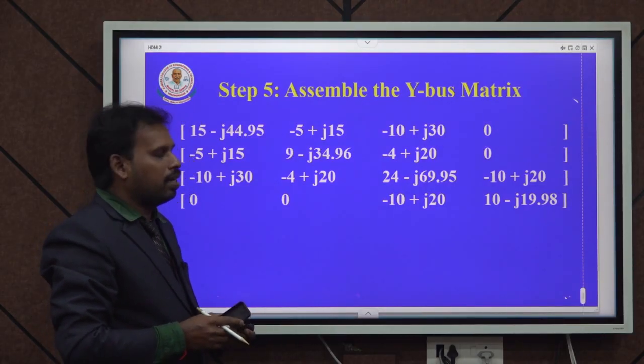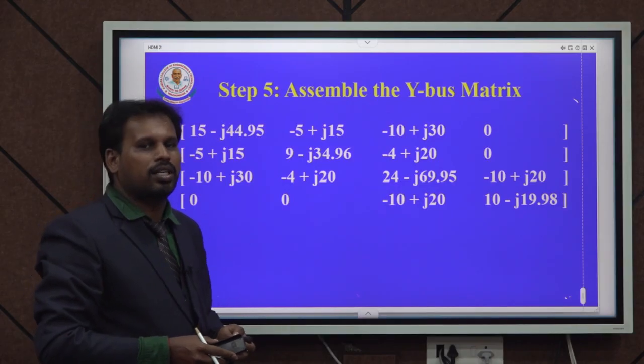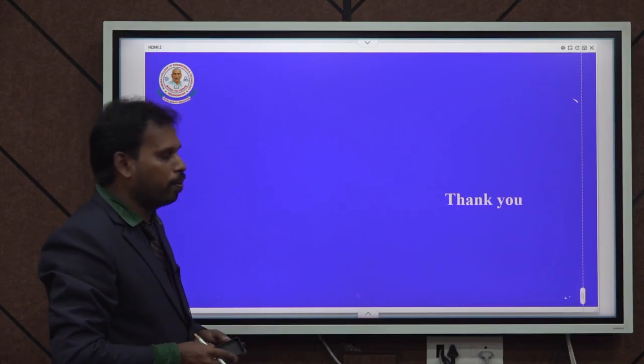We can see the next problem in the next session, singular transformation method for forming Ybus. Thank you.